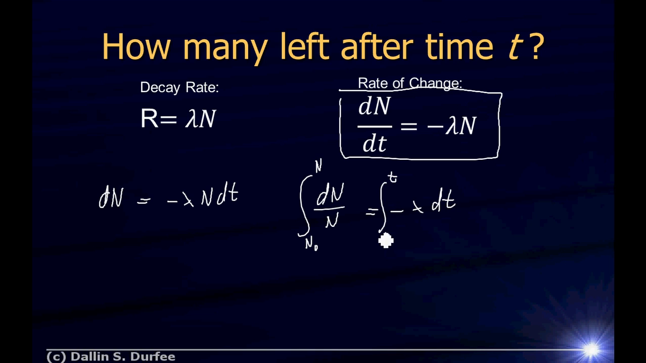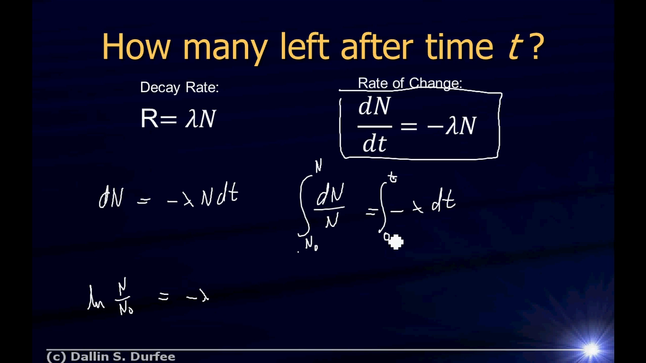All right, so now I just do this integral, and the integral of 1 over N is just natural log of N, so this side becomes natural log of N over N naught, right? When I stick my limits in, I have the difference of two logarithms, and I get this. On this side, well, lambda is just a constant, so it comes out, and you get minus lambda, and the integral of dt is just t. Evaluated across these limits, you just get t.